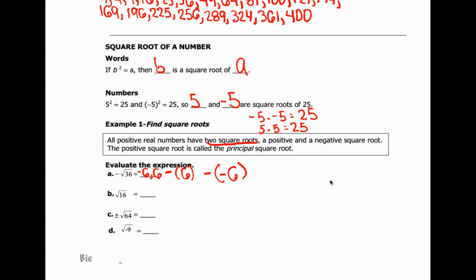Square root of 16 is 4 or negative 4. 4 times 4 is 16, so it's negative 4 times negative 4. Okay, square root of 64, they want the positive and the negative. They just specify that with the plus minus, so that's 8 and negative 8. Square root of a negative number is not possible, so that's no solution.